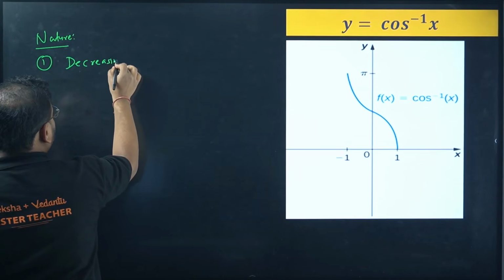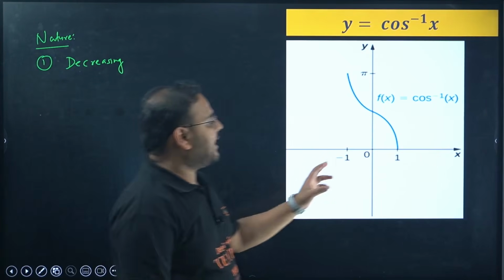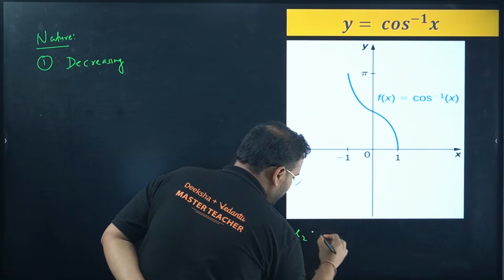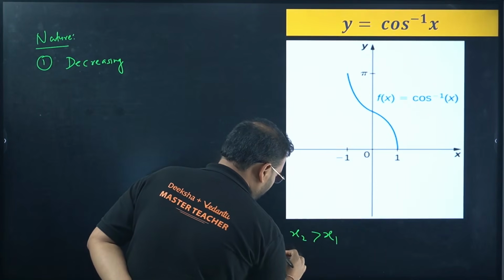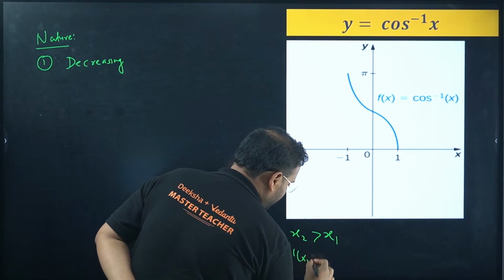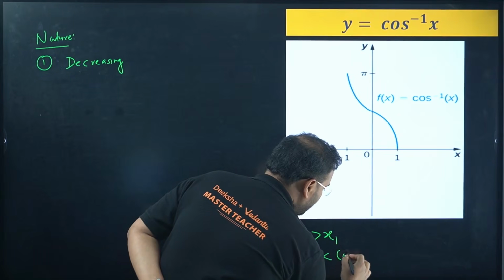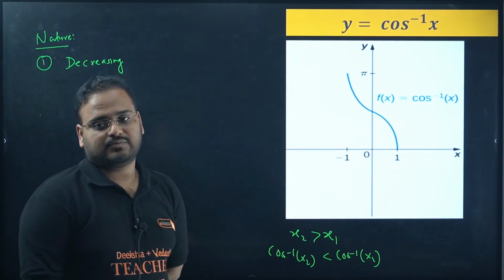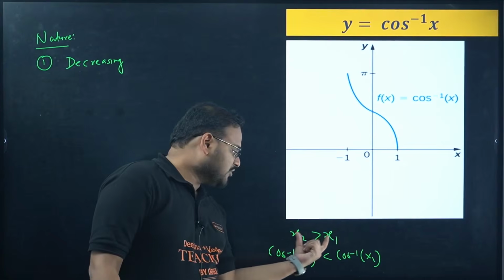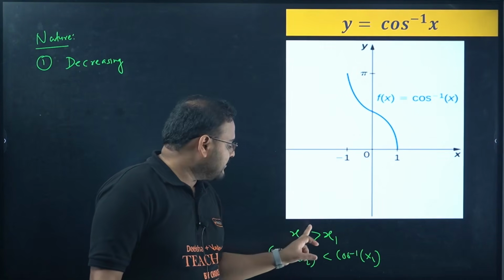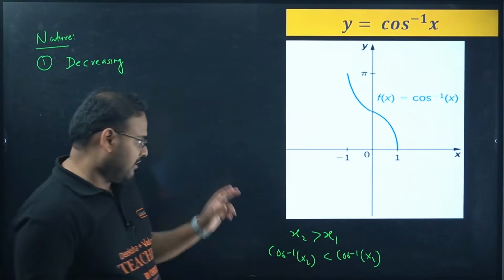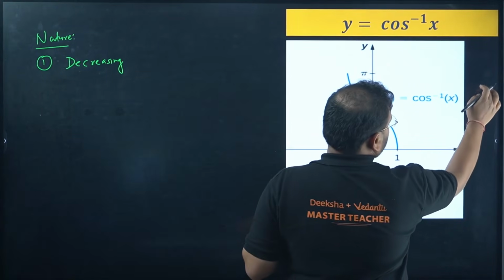Decreasing in nature. How can I say that? Take any value x2 more than x1. Cos inverse of x2 will be less than cos inverse of x1. So basically if you apply cos inverse on x2 and x1, the inequality reverses. This was greater than, this is less than. I can show you with an example also.